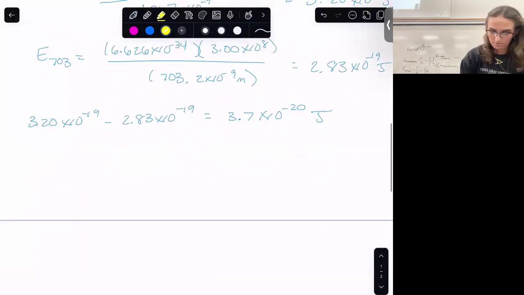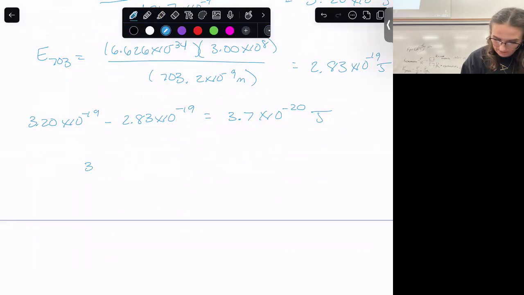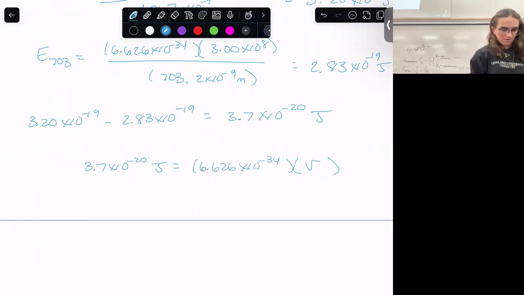We can just use that directly. So we'll take 3.7 times 10 to the negative 20th joules equal to 6.626 times 10 to the negative 34 times frequency. So we get 5.58 times 10 to the 13th hertz for that one.